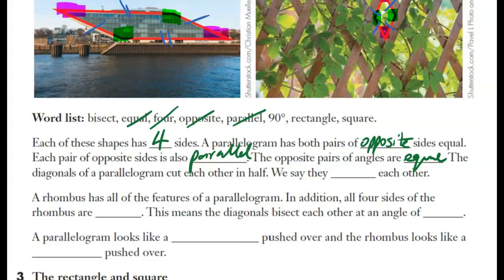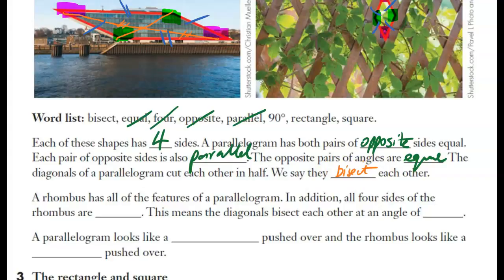The diagonals of a parallelogram cut each other in half. So when they cut each other in half, what that means is take this line, take that line, they're the diagonals. They actually cut, that makes this side the same as that one and the other two. And so we talk about that, they bisect each other.